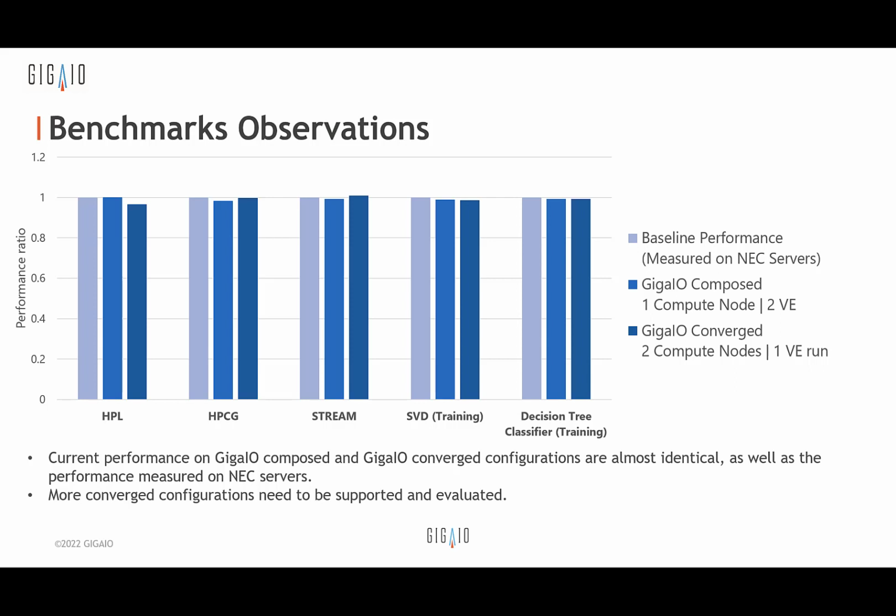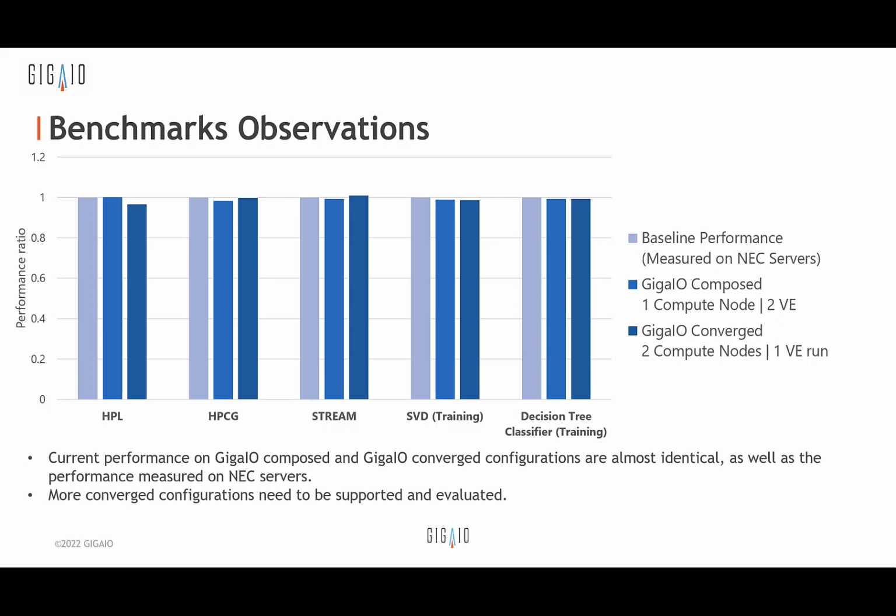So the key point to note here is I've added the flexibility of being able to compose 1, 2, 4, 8, or 16 vector engines into a single box, but I haven't lost the performance in doing so. And that was critical to show as we worked with NEC and some of our customers together, is that I can add flexibility without losing the performance.